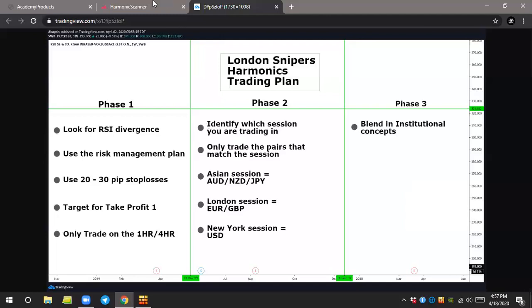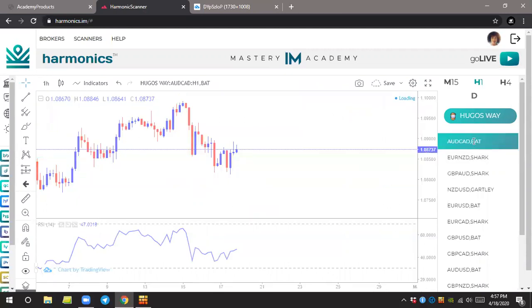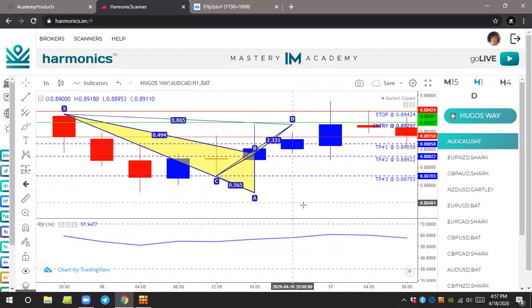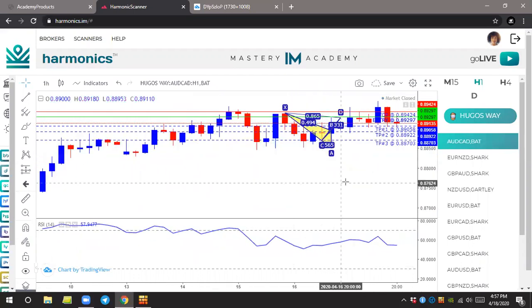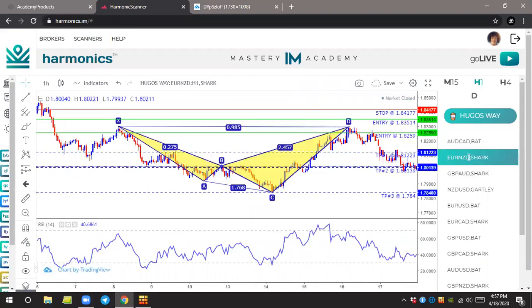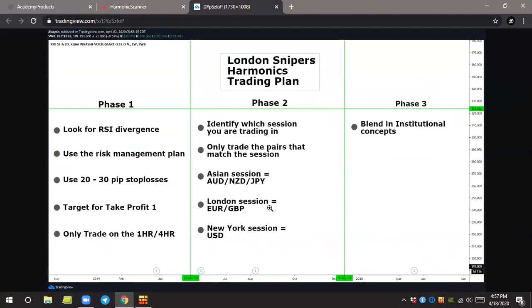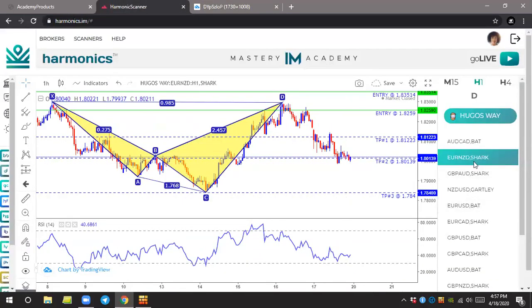Okay, so when you go into your harmonic scanner, and let's say you clicked on H1 here, and for example you have AUD CAD, right? AUD CAD is a pair that you would trade throughout Asian session. Euro NZD would be a pair that you trade throughout London session. So you would have been looking to make a kill between 2 to 4 a.m. London session for Euro NZD.